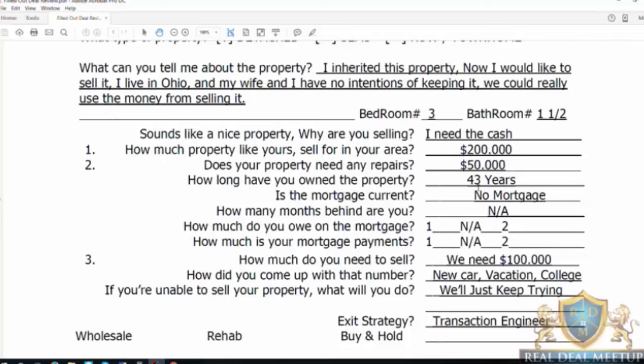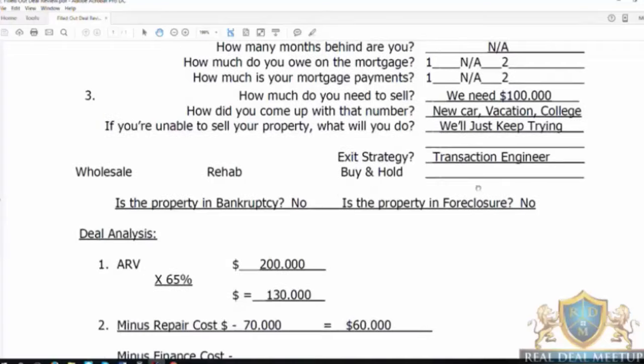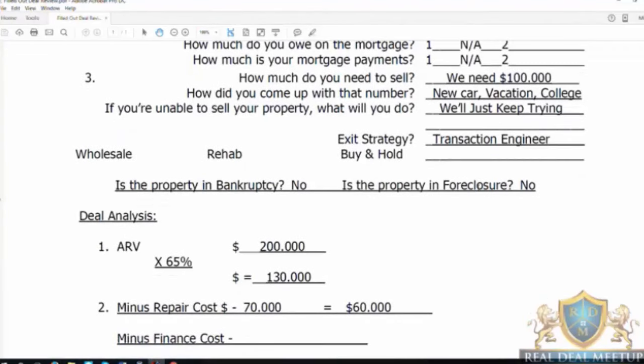And this document, when analyzed properly, will allow you to look at any deal and determine, is this a subject-to deal? Is this an owner finance deal? Is this a rent-to-own deal, tenant placement deal, wholesale deal, rehab deal, buy and hold deal? There are literally unlimited ways in which you could exit when you have the numbers that count. Let's go further down on this document. Is the property in bankruptcy? No. Is the property in foreclosure? No.